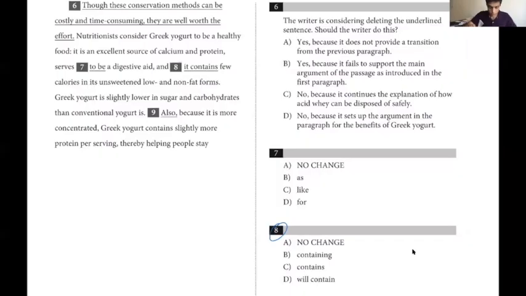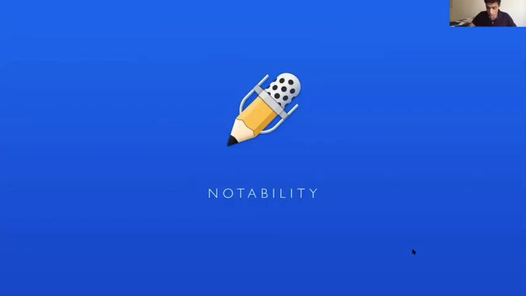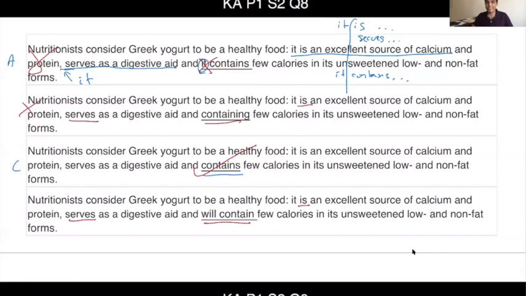Let's try this again. Okay. Now, do you see? Yeah. Okay. This is everything you guys missed when I was talking to my iPad. So the summary is it cannot go, contains is correct, containing makes a tense error, will contain makes a tense error. So the structure is it is, serves, and contains. So remember, you want to stack it up. So is, serves, and contains is the same tense and same style. So it's correct. Okay, cool.